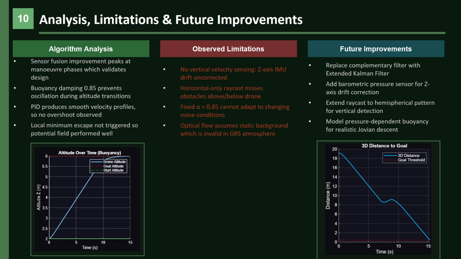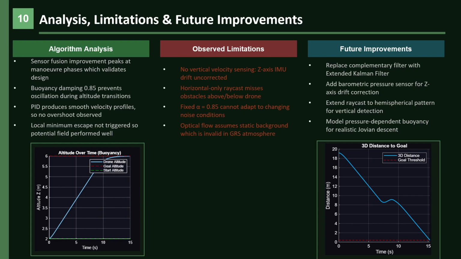But there were some limitations. For example, the z-axis IMU drift was uncorrected, and as previously mentioned, I had the raycasts only in the horizontal plane, so objects directly below or above the drone were not accounted for. And optical flow, as I previously mentioned, only assumes a static background, which isn't the case inside Jupiter's Great Red Spot.